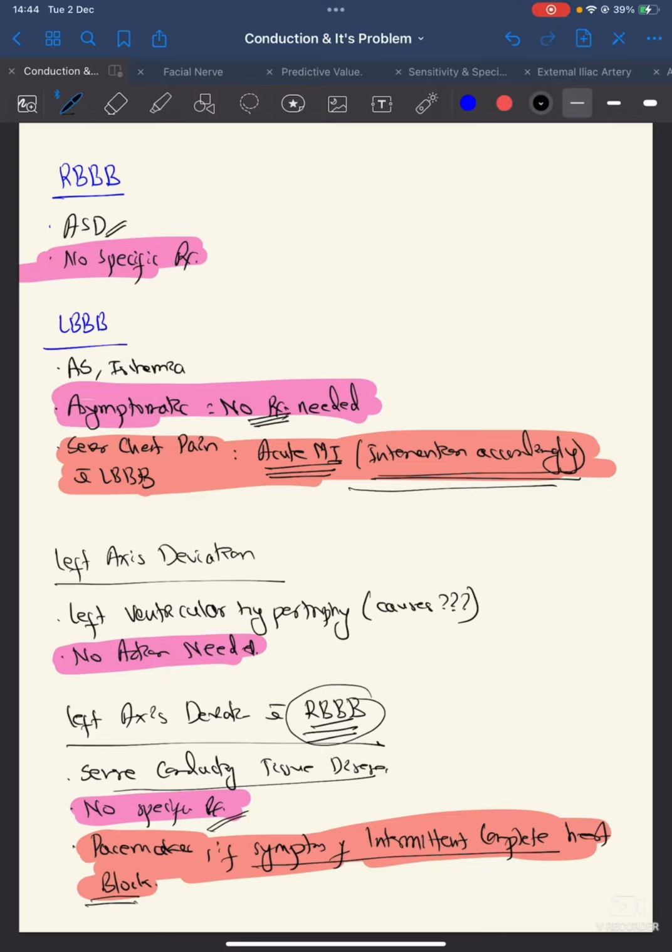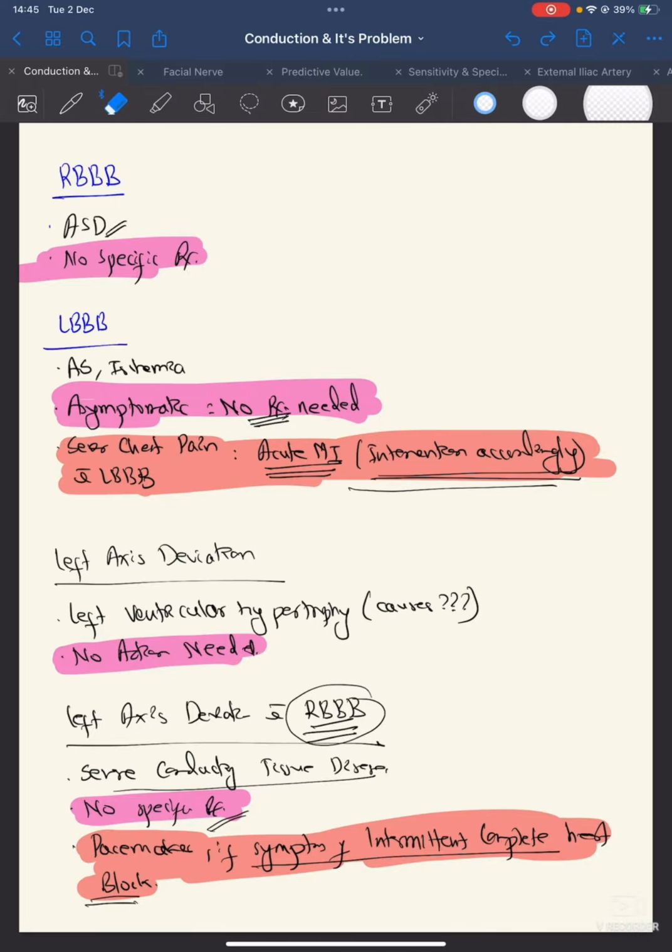So the right axis deviation, you do not need to worry. If there is a left axis deviation, most of the time it is caused by left ventricular hypertrophy, and you may find the cause for that and do the treatment accordingly. But if the left axis deviation is associated with the right bundle branch block, then you may need to place a pacemaker if symptoms of intermittent complete heart block are seen. But if you see the left bundle branch block with chest pain, then the intervention for acute MI may be required. So these are all the things that need to be considered while reading the ECG.